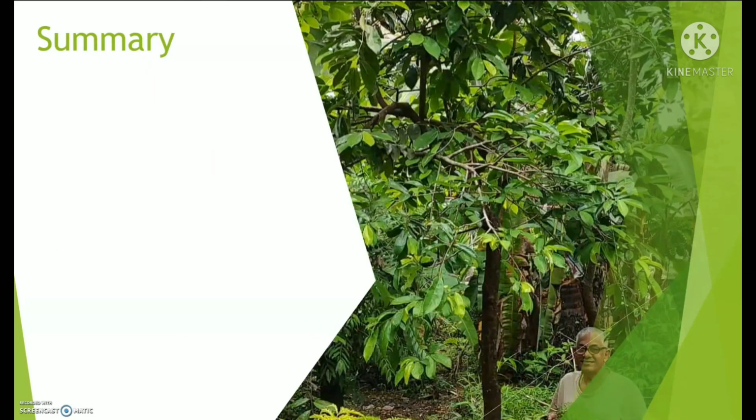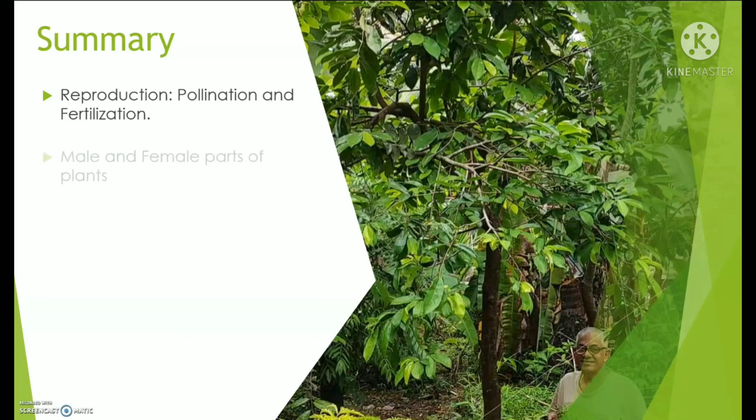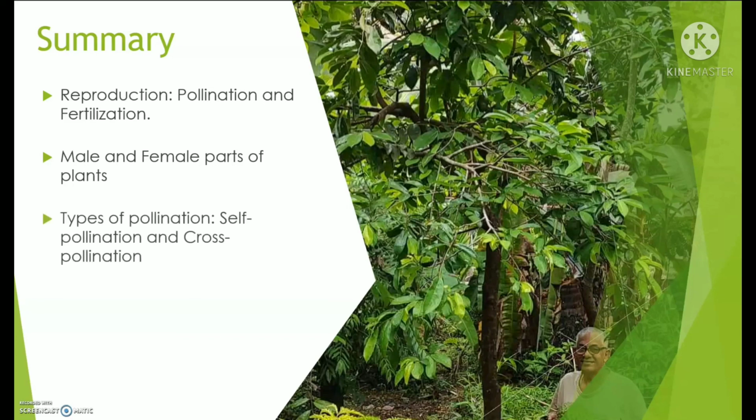Okay, let's do the summary. We talked about reproduction, which is the process of pollination and fertilization. We talked about the two structures involved in pollination and fertilization, which are the male and female parts of a plant, the stamen and pistil. And we talked about the types of pollination, which are self-pollination and cross-pollination. We talked about the fertilization process after the pollination is complete.